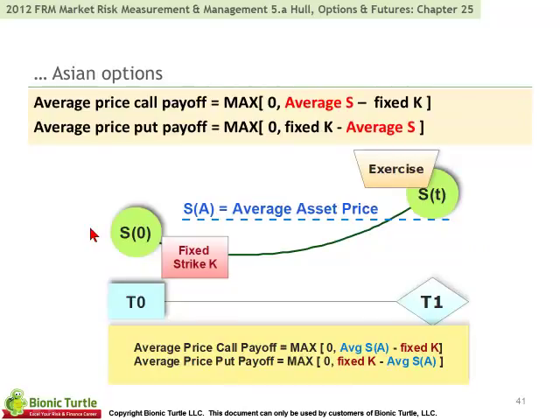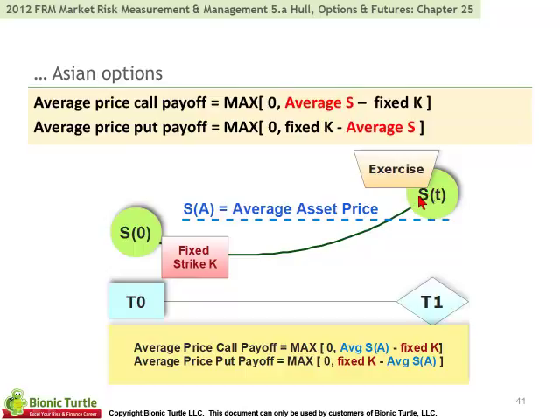Now, in the case of the Asian option here, we have an average price call payoff and an average price put. So here, the difference is that instead of a final stock price minus a final strike price, we're going to use an average. So the Asian option is much smoother here. Stock price starts here. We purchase the Asian option.